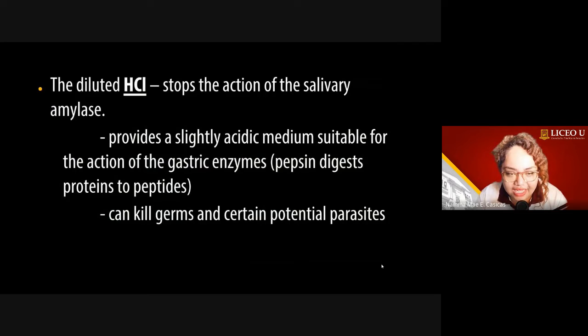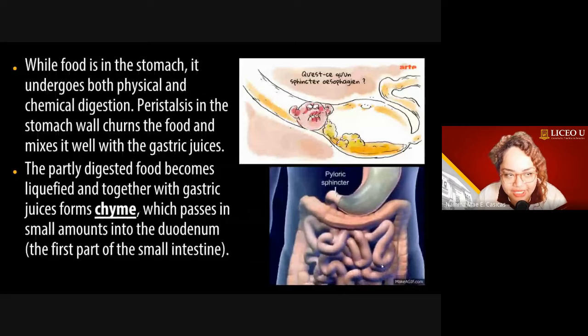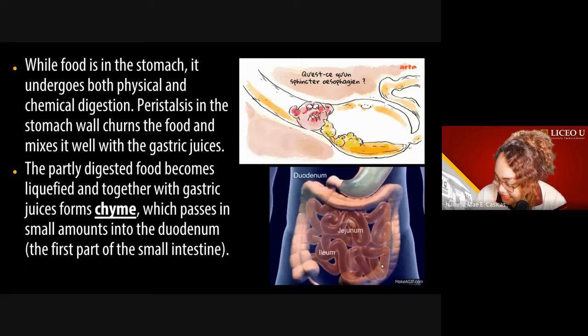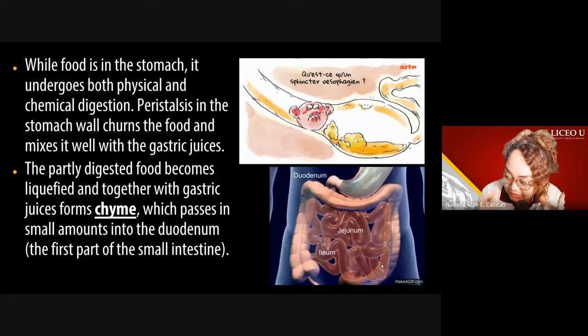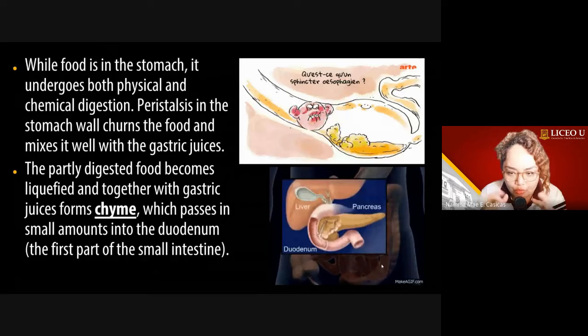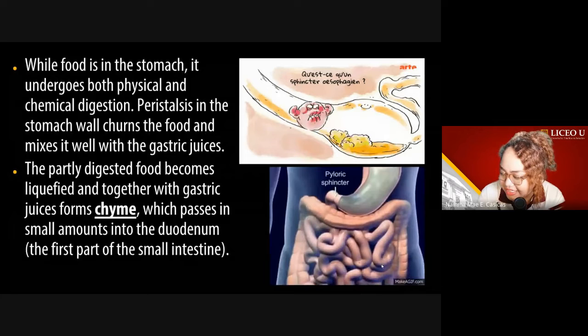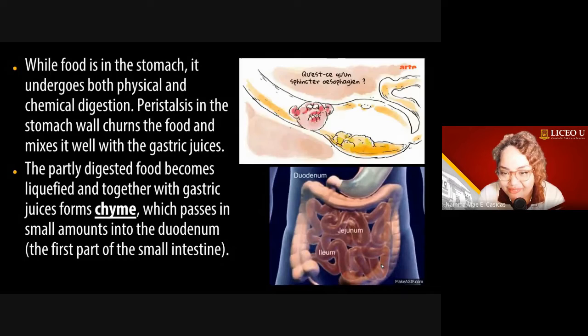So, while food is in the stomach, it undergoes both physical and chemical digestion. Peristalsis aids in this mechanical digestion. Your stomach churns well. Sometimes you feel your stomach, or when you are hungry it growls. That's your stomach saying, hey, I'm hungry, feed me.